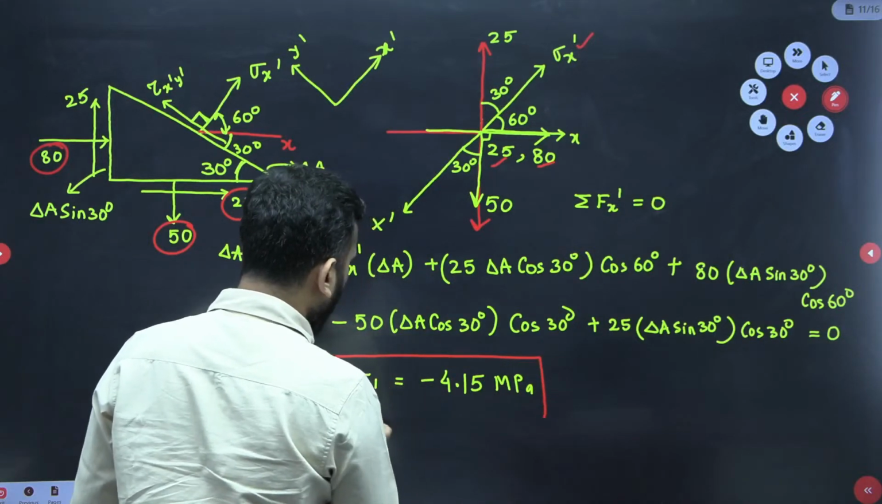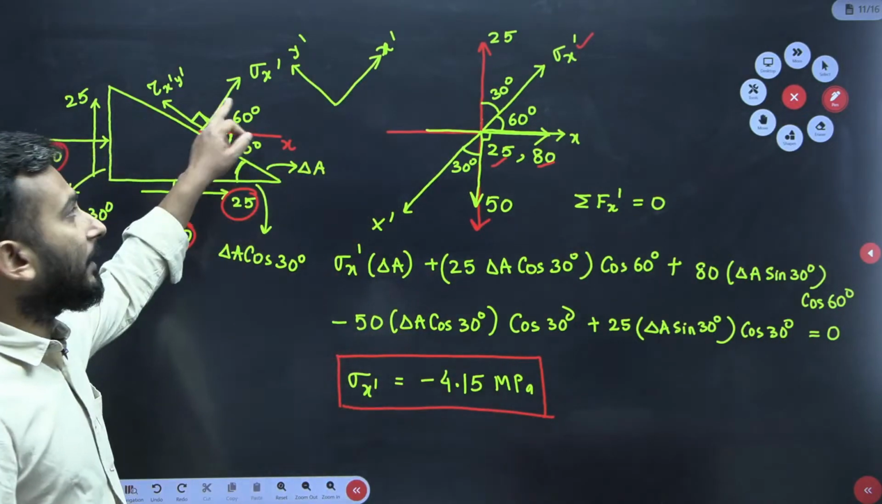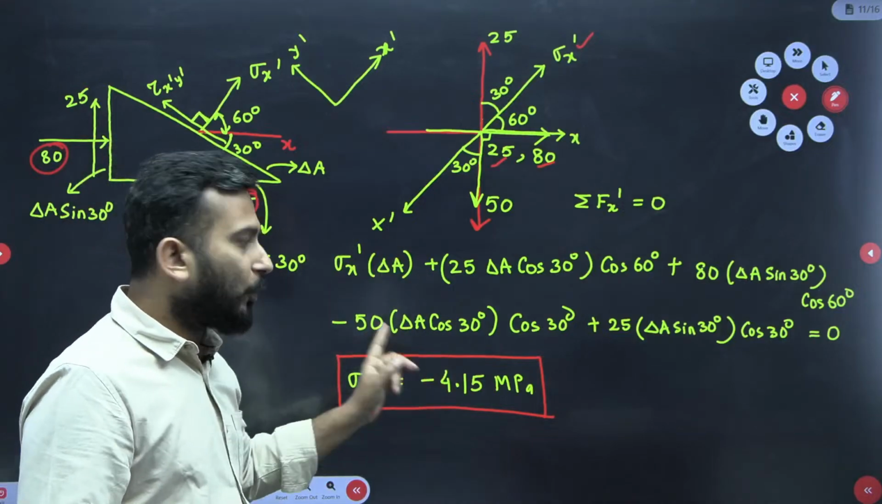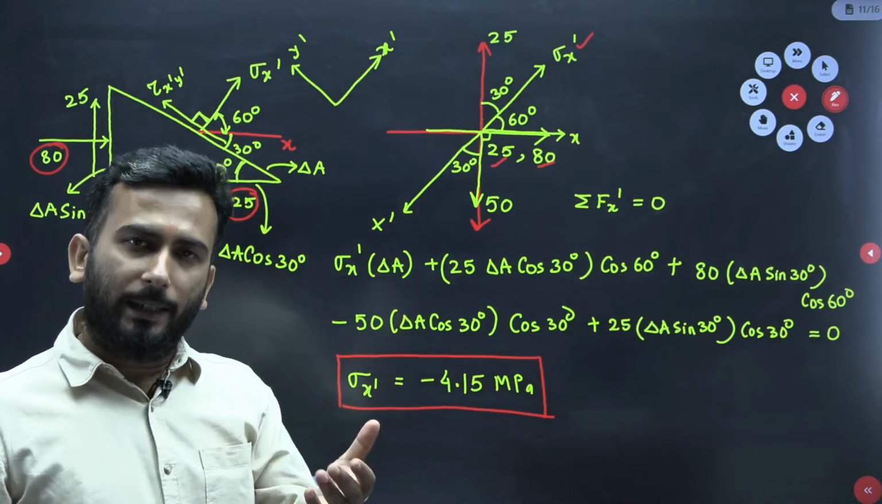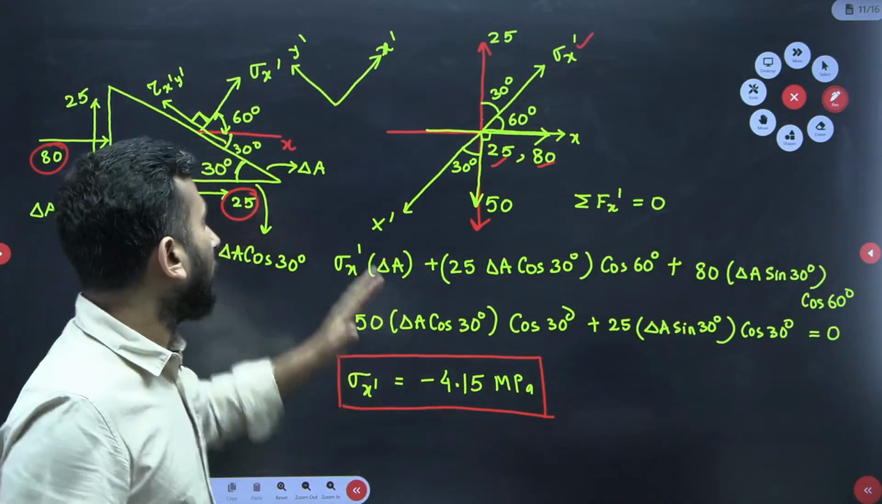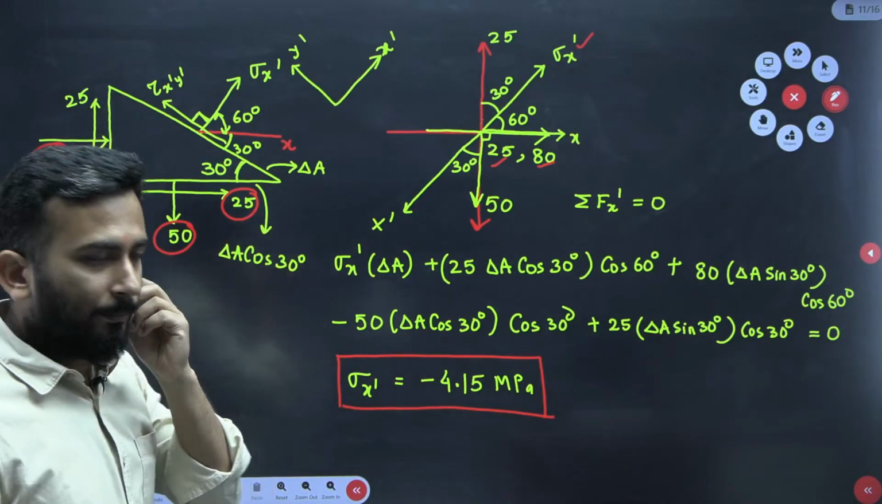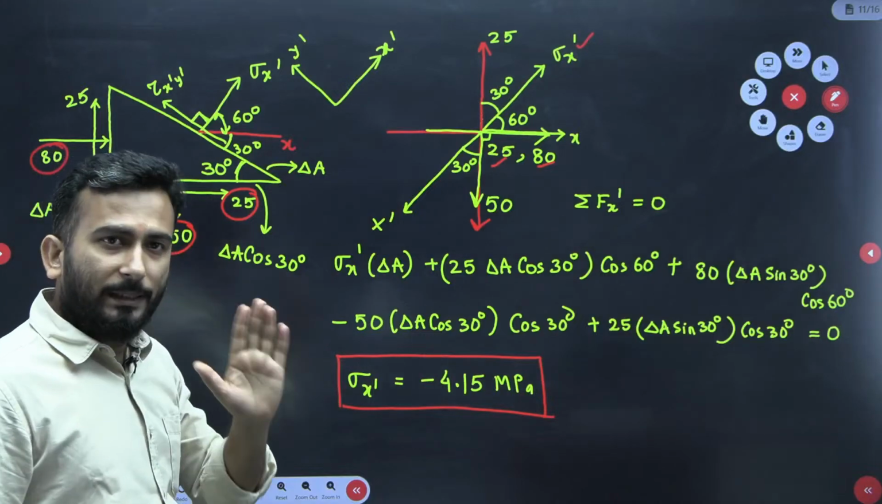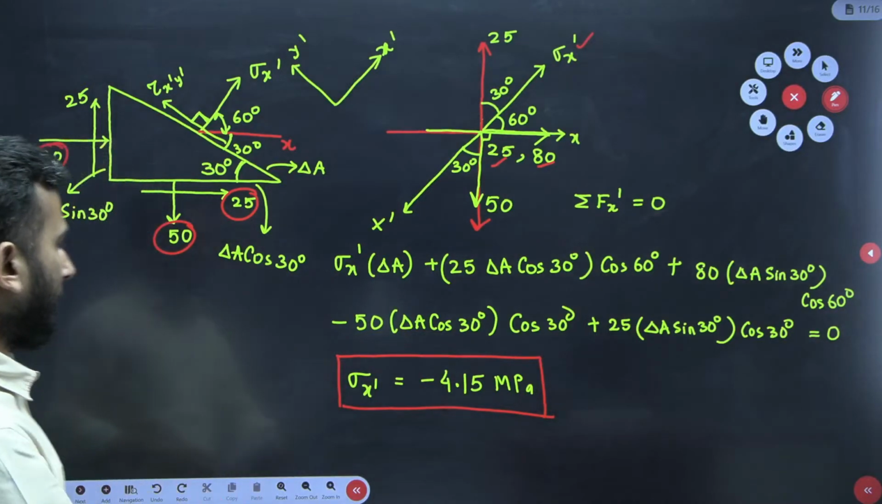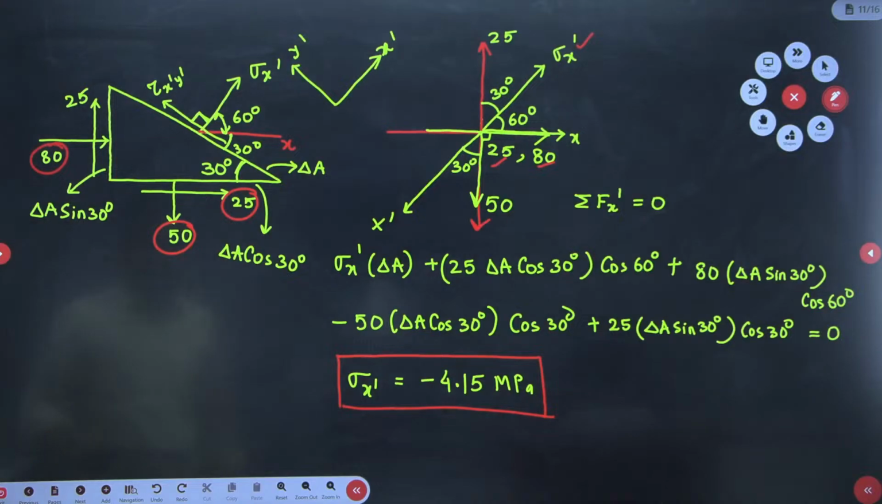So if you ask me that, sir, here you have taken the nature to be tensile, how is it coming out to be negative? That means the assumed direction is wrong, it must be compressive in nature. That means it is not acting like this, it is acting in the opposite direction. I hope you are able to understand this. Please check once.